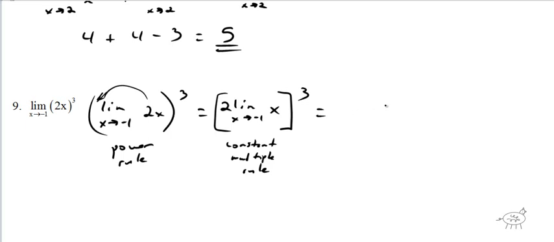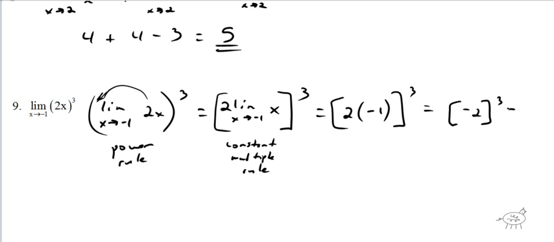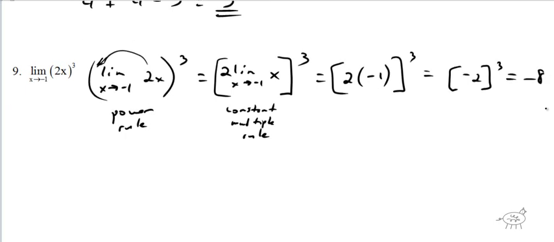Okay, so let's figure everything out here. It's basically saying 2 times what's the limit as x approaches -1 of x? Well, you put a -1 there for x and you get -1, and that's to the third power. So 2 times -1 is -2. Cubed is -8. Okay, that's pretty easy, right? But that's just some of the properties of limits, and we're probably going to use that a little bit more as we move on in the chapter.